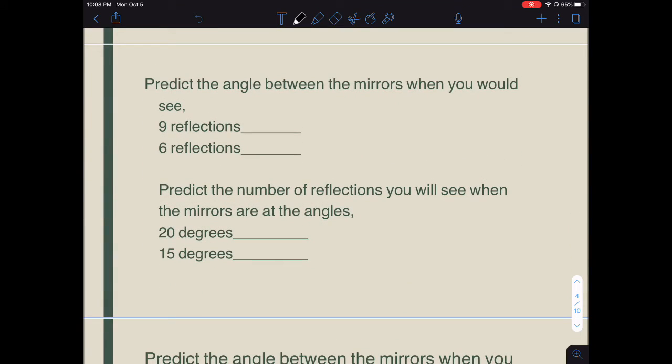Now pause the video and use your table to complete these predictions. Predict the angle between the mirrors when you see 9 reflections and 6 reflections. Then predict the reflections you will see when the mirrors are at the angles 20 degrees and 15 degrees. If you get stuck, go back to the applet for help.